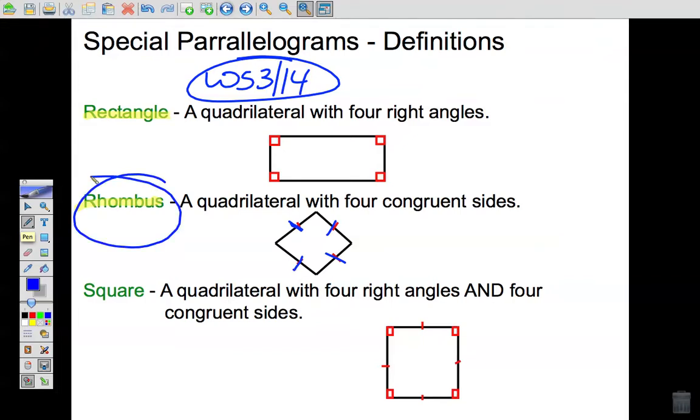A square now has a few of the properties of the two things above. So as I circle the word square, a square is going to have the characteristics of a rhombus, but it's also going to have the characteristics of a rectangle. So a square is a quadrilateral with four equal sides, like a rhombus, but it also has four right angles, like a rectangle.